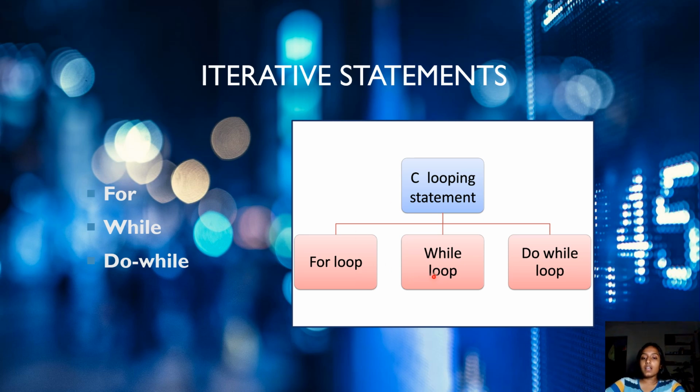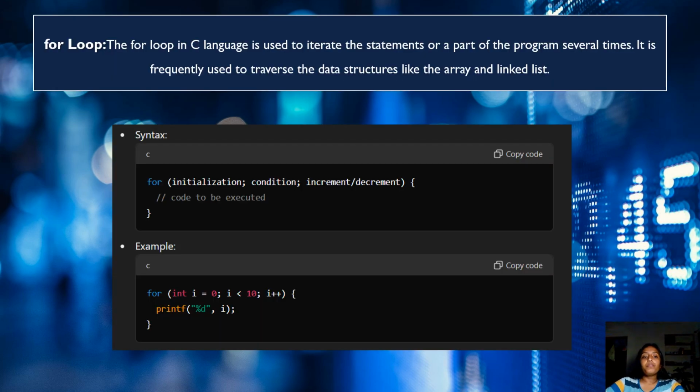We have three types of looping statements: the for loop, the while loop, and the do while loop. We'll look into each of them separately. First up, we have the for loop. The for loop in C language is used to iterate through the statements or a part of a program several times. It is frequently used to traverse data structures like an array or a linked list.